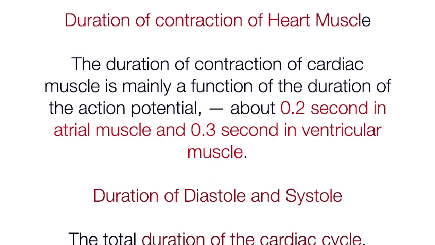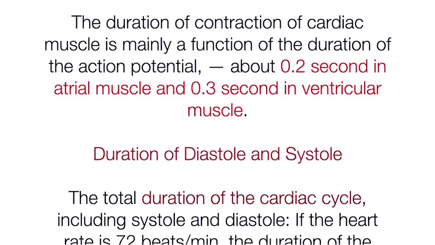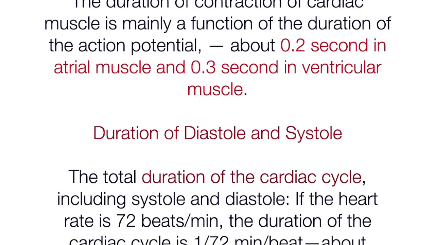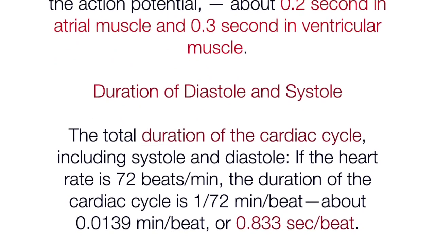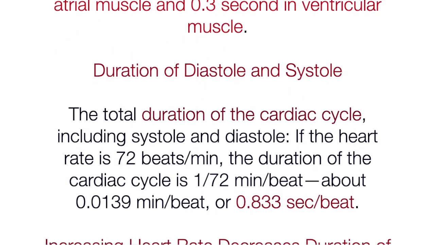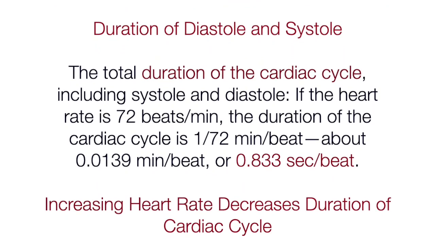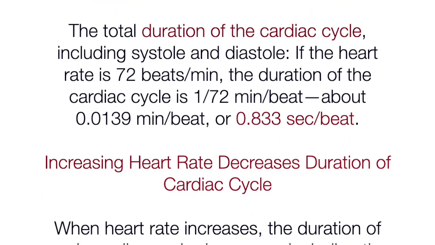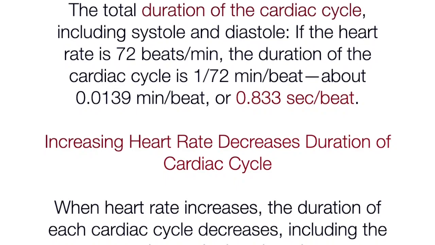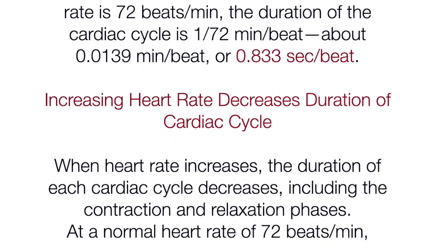The total duration of the cardiac cycle, including systole and diastole, if the heartbeat is 72 beats per minute, is 1/72 minutes per beat, that is about 0.0139 minutes per beat or 0.833 seconds per beat. Increasing heart rate decreases duration of cardiac cycle.